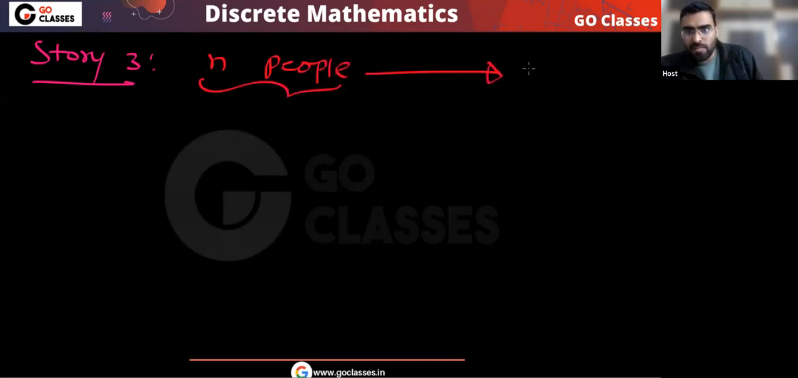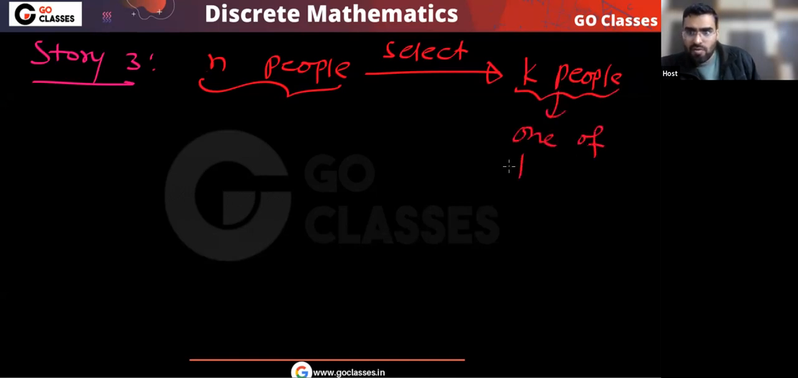And what is the third story? This is story number 3. Let us assume you have a total of n people in a village, and from these n people you want to make a committee of k people. You want to select k people, and one of them must be chairman, or monitor, whatever.